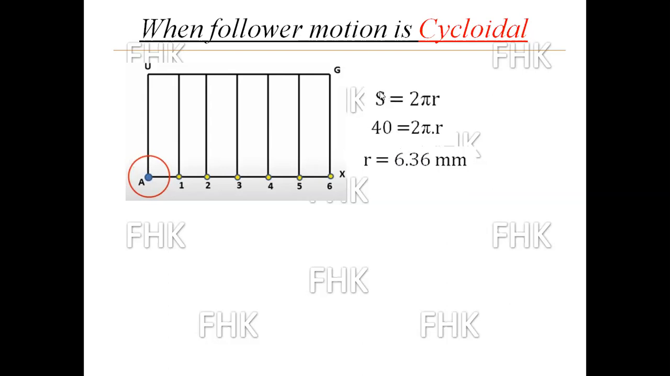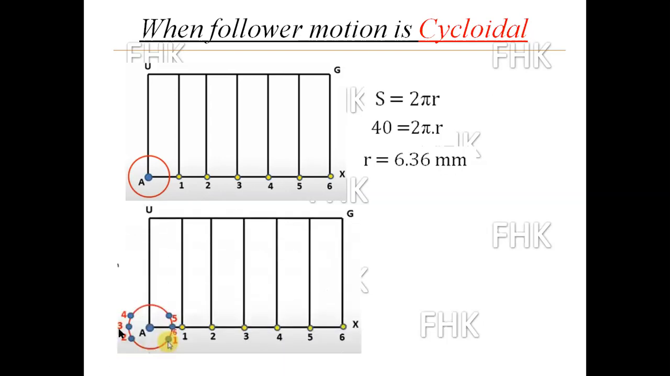Remember this, whatever distance or lift of the follower is given, that will be S, and that S you will put here. In this problem statement, S is given as 40 mm. So the value of r is equal to 6.36. Okay, this S is equal to the circumference of this circle. What is the formula for circumference? 2 pi r or pi d. So the value of r will become 6.36. Clear that point?